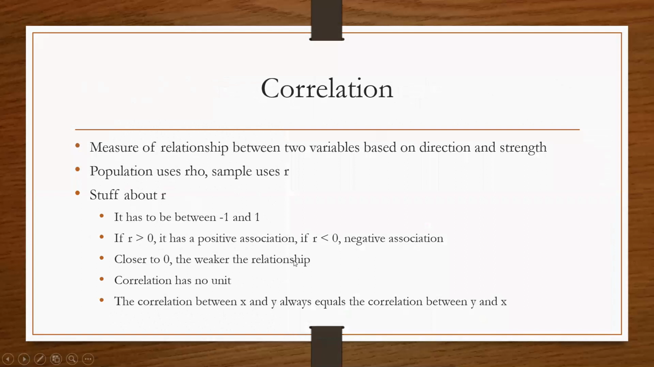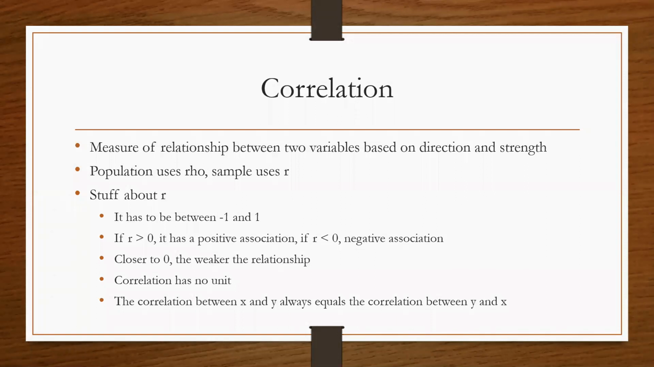Next up, we have correlation. Correlation is the measure between two variables based on direction and strength. You probably know this as rho or R. Some very important things to know about R. It has to be between -1 and 1. If R is above 0, then it is a positive association. If it's below 0, it's a negative association. The closer to 0, the weaker the relationship, and conversely, the closer it is to 1 or -1, the stronger the relationship.